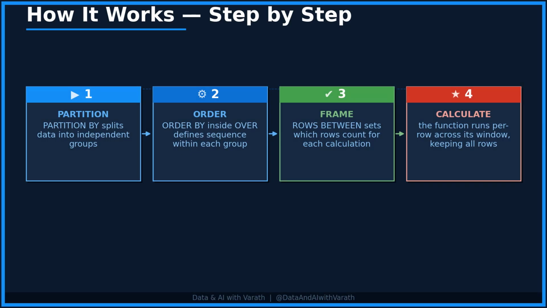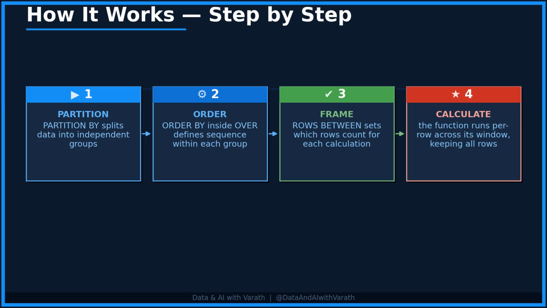Once you see it, you'll never forget it. Step 1. Partition. You define your groups with partition by. Think of it as drawing walls around your data. Sales by region. Partition by region. Revenue by product. Partition by product ID. Each partition is its own independent calculation.